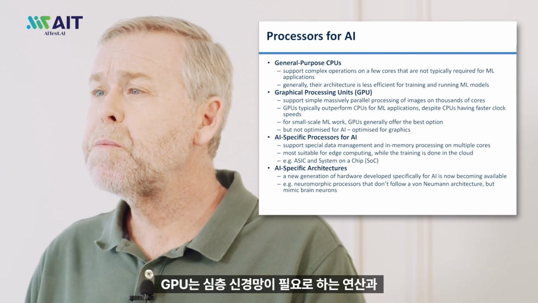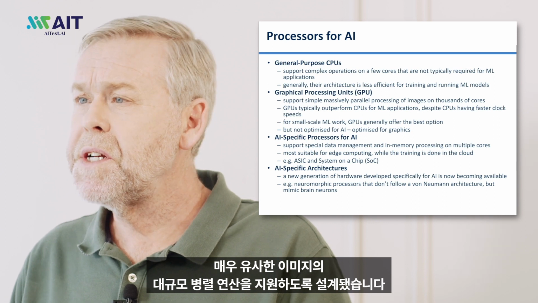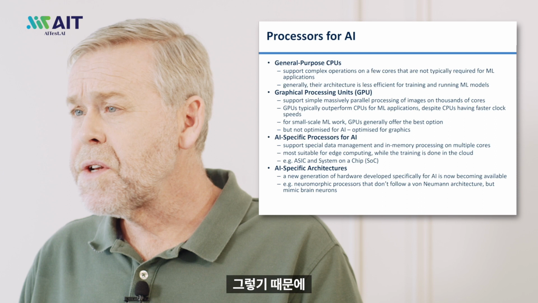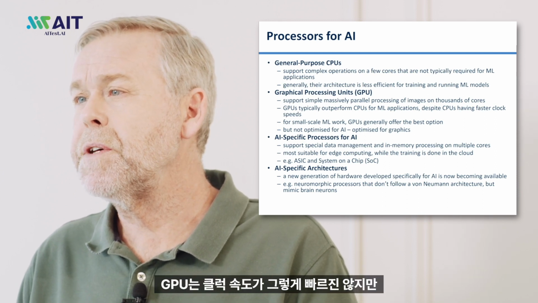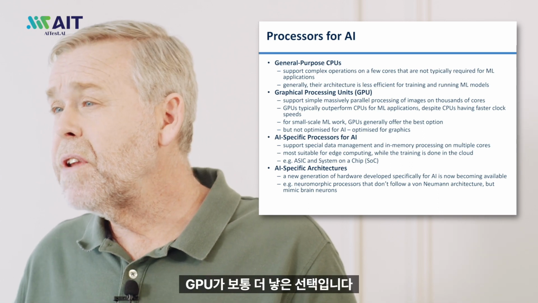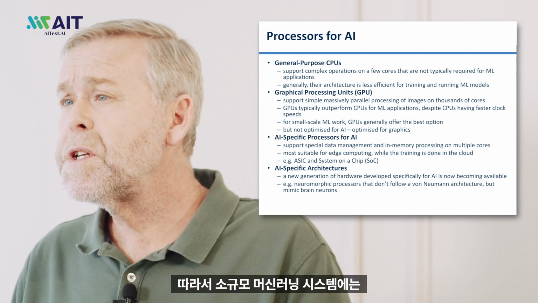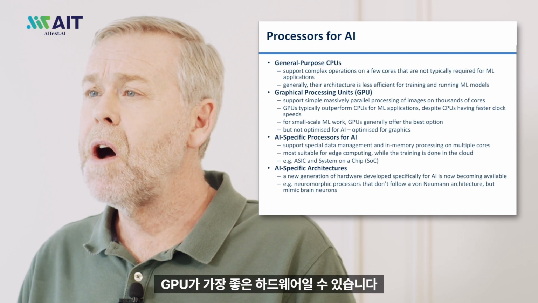GPUs are designed to support the massive concurrent processing of images, which is very similar to the processing needs for deep neural nets. Because of this, GPUs are normally a better choice than general-purpose CPUs for many machine learning applications, even though they do not run at such high clock speeds. Therefore, for small-scale machine learning systems, GPUs may be the best hardware option.